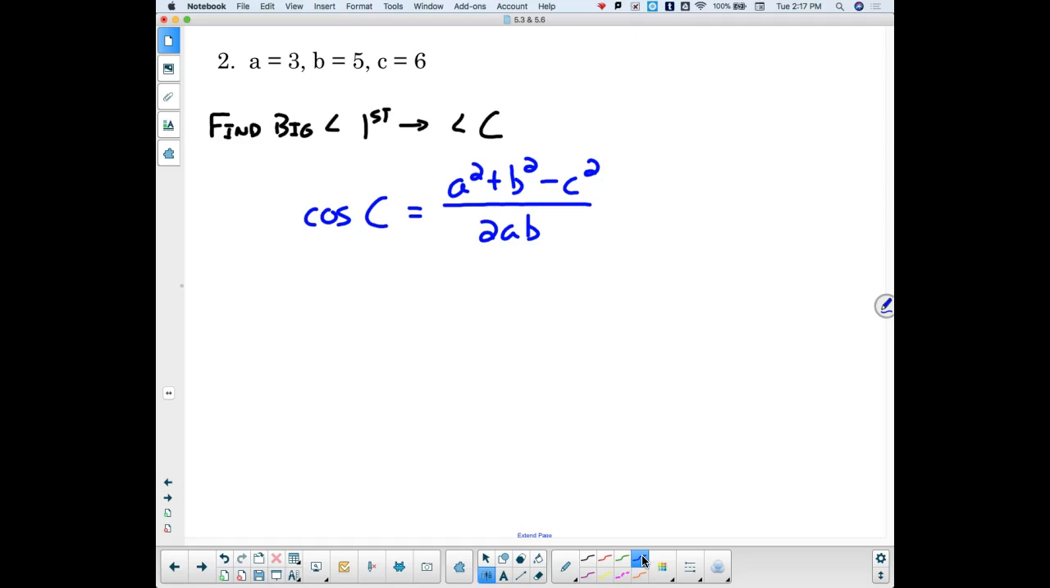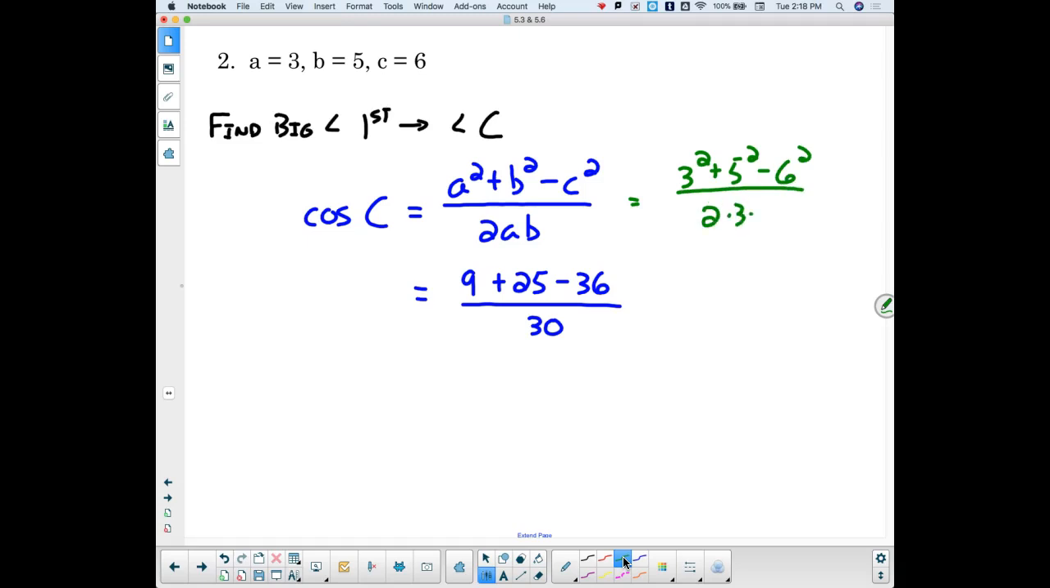A squared in this case is 3 squared, that's 9. B squared is 25, so plus 25. C squared is 36, minus 36, all over 2 times A, which is 6, times 5, which is 30. Now we can go to our calculator and we can say that that's what the cosine of C is. So angle C is going to be the inverse cosine of 9 plus 25 is 34, minus 36 is negative 2, divided by 30.